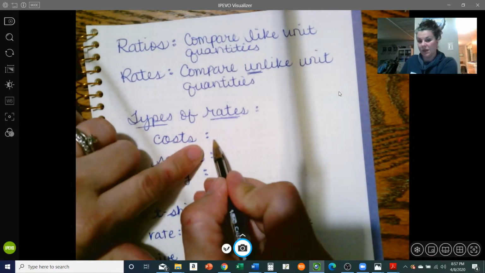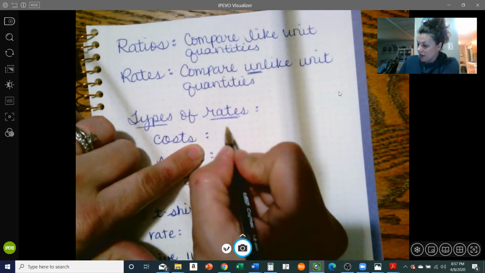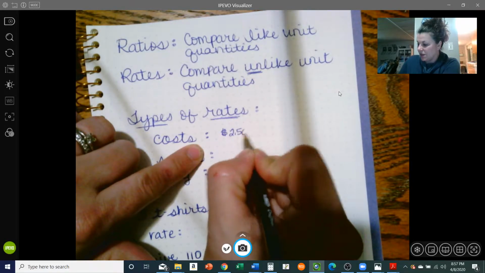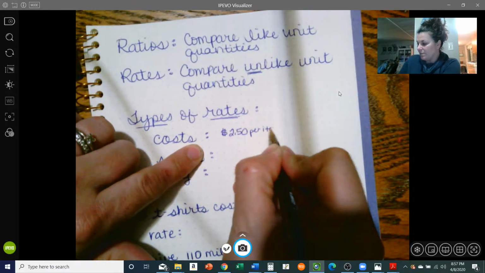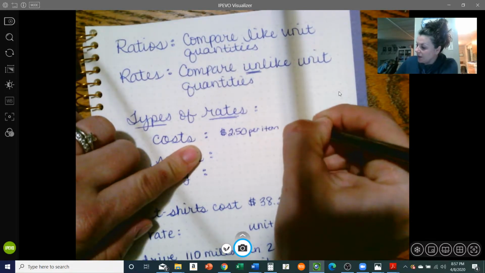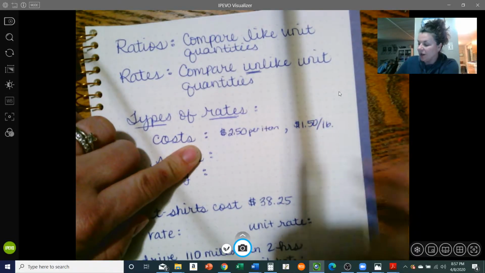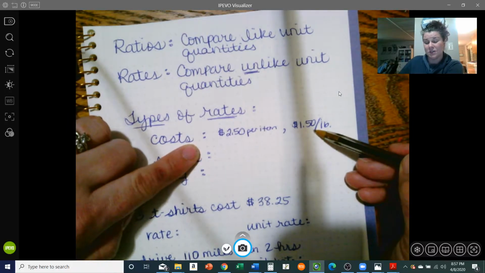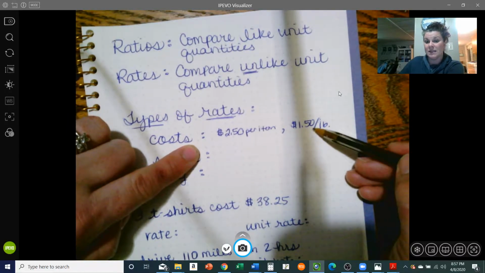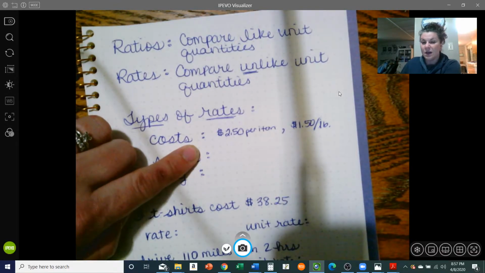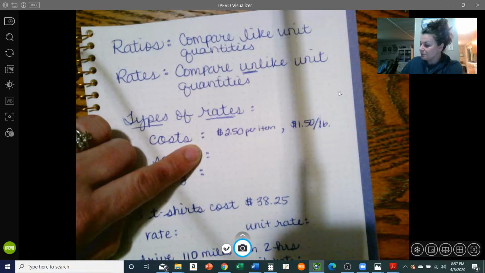So costs for things, something might cost $2.50 per item, so like $2.50 each. Or you might pay $1.50 per pound. And we put this little division line, just like a fraction line or a division line, and we say per pound. Our dollar sign goes in front. Otherwise, we don't typically see the unit out in front, but dollar signs are written out in front.